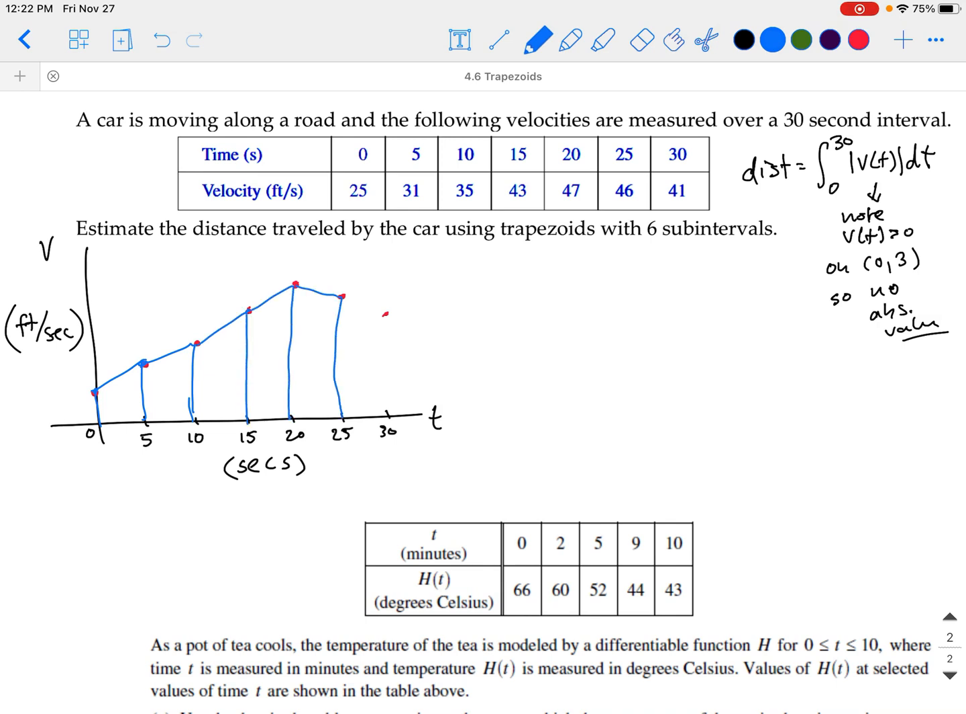So if you want to label the x and y axes, you can. So it's going to look something like this, but again, we've got even subintervals, right? So delta x is just 5, so it makes it much easier. So delta x is going to be 30 minus 0 over 6, which is 5, which is obvious from our table as well, but just to be safe.